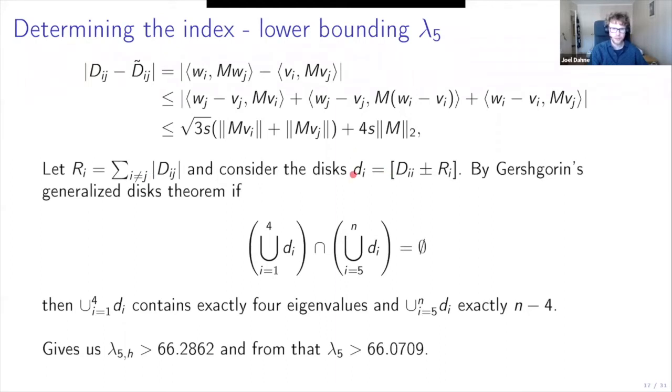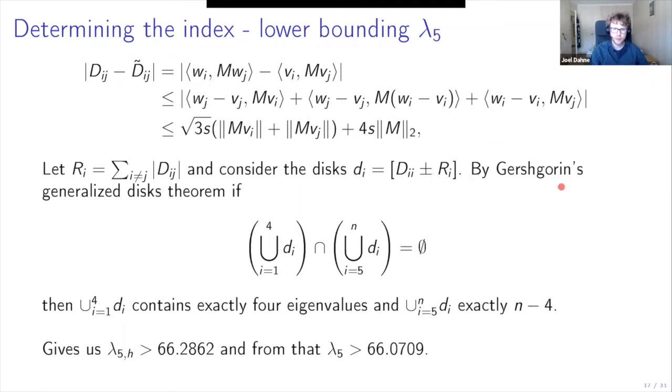And then we look at the disks given by just the diagonal entry, plus minus this radius. The idea is that if we have an exactly diagonal matrix, then the diagonal element is the eigenvalue, and the radius will be 0. So we have the eigenvalue exactly. But in this case, the diagonal element will be almost equal to the eigenvalue plus some error. And this is given by the sum of the off-diagonal entries.